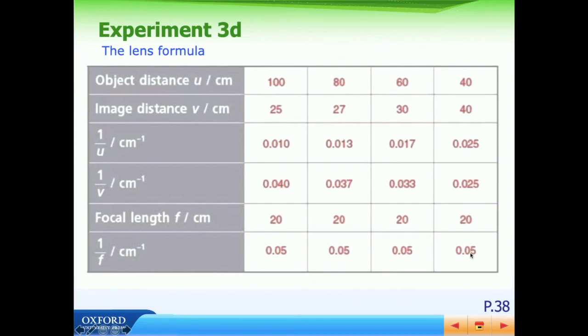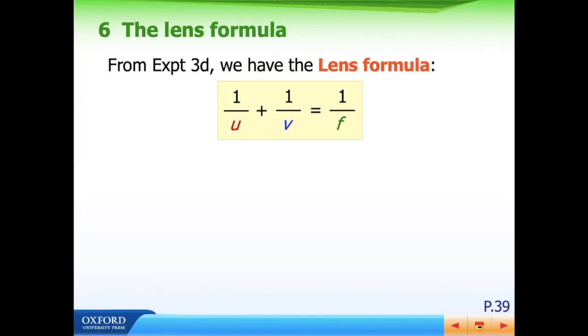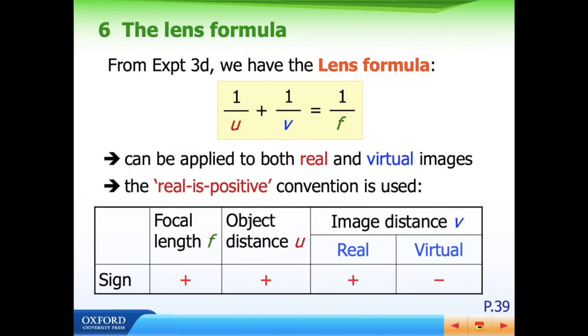So what does this data tell us? Therefore, from this experimental setup, we are able to derive a relationship which is known as the lens formula: the sum of the reciprocal of our object distance and the reciprocal of the image distance is equal to the reciprocal of our focal length. We call this equation the lens formula and it can be applied to both real and virtual images.